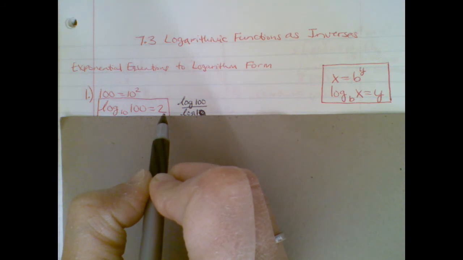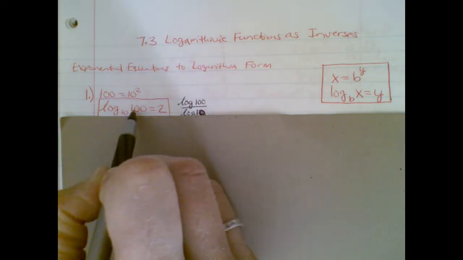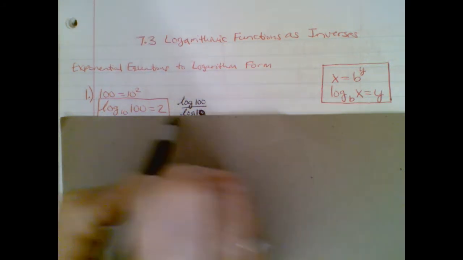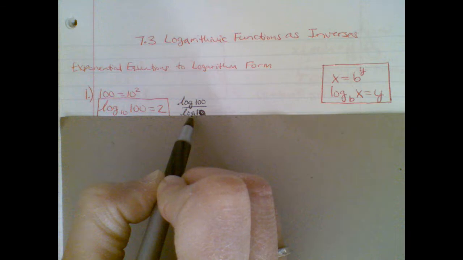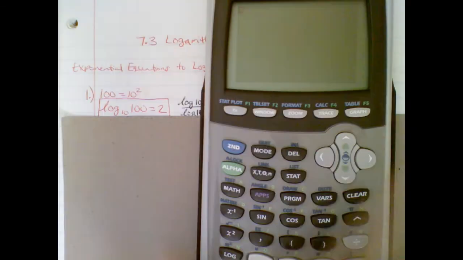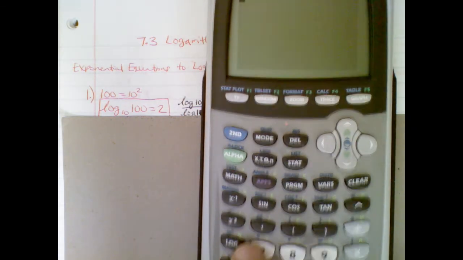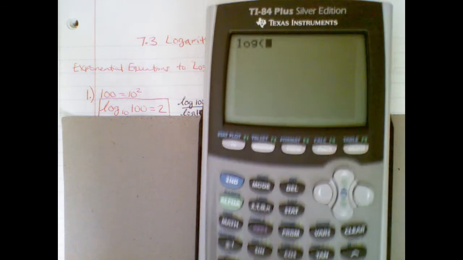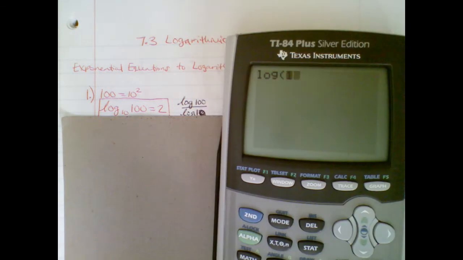Now if we wanted to check our work to make sure we have it correct, how we would type it into our calculator is log of 100 divided by the number that's lowered, which goes in the denominator, so log of 10. Our log button is right next to the 7 in this first column. So we have log of 100, divided by log of 10. We click enter and you'll notice we get 2, so we have the correct answer.